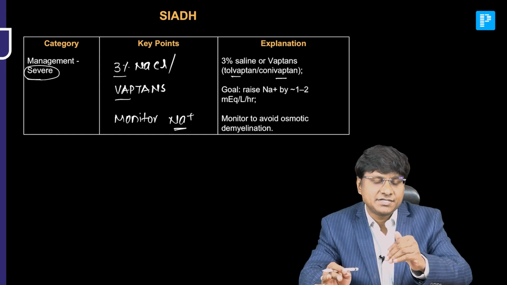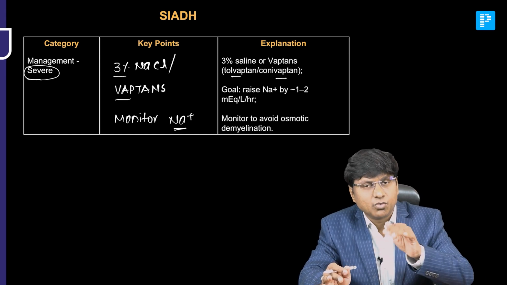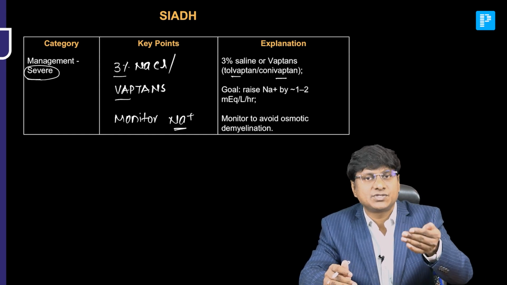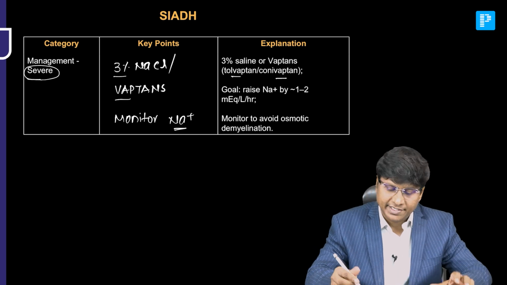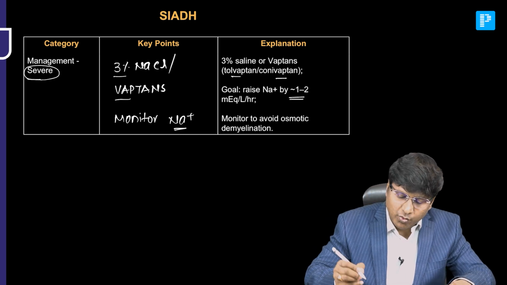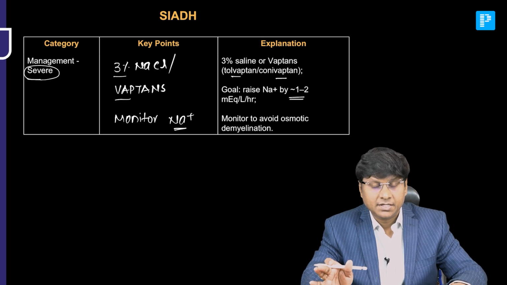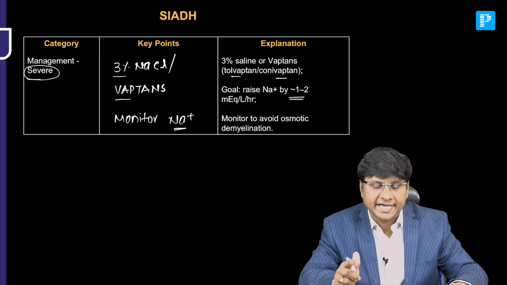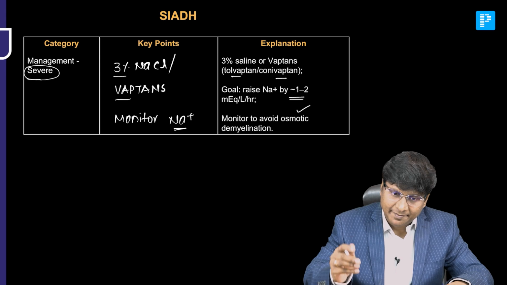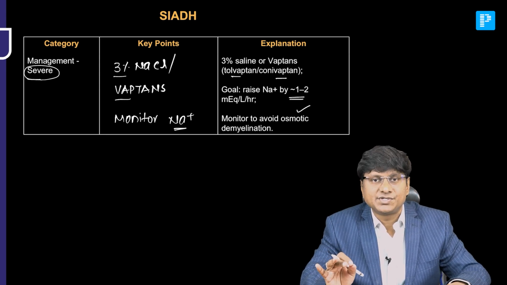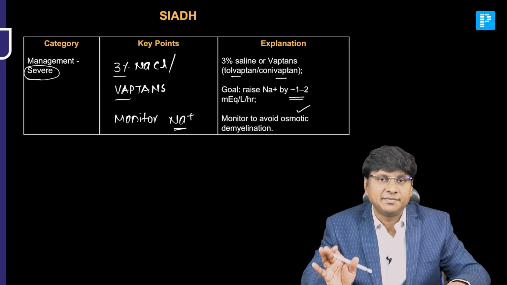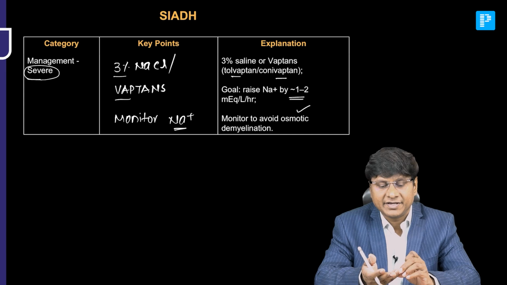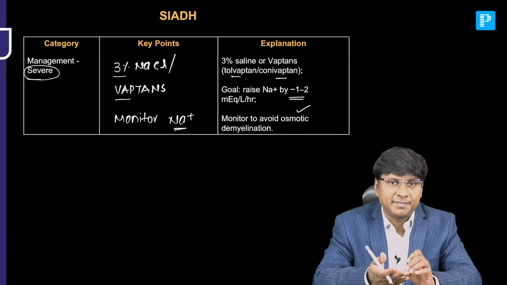Whenever you're giving 3% sodium chloride or a vaptan, what should be your goal? Your goal is to raise the sodium. And how much should the sodium increase? The sodium has to increase by 1 to 2 milliequivalents per hour, and you should not do rapid correction. Once you do a rapid correction of the hyponatremia, the individual will land up in osmotic demyelination syndrome, or central pontine myelinolysis, where the individual will have weakness as well as quadriparesis.